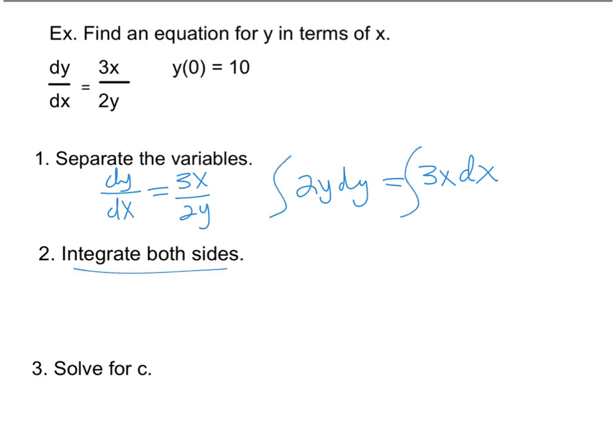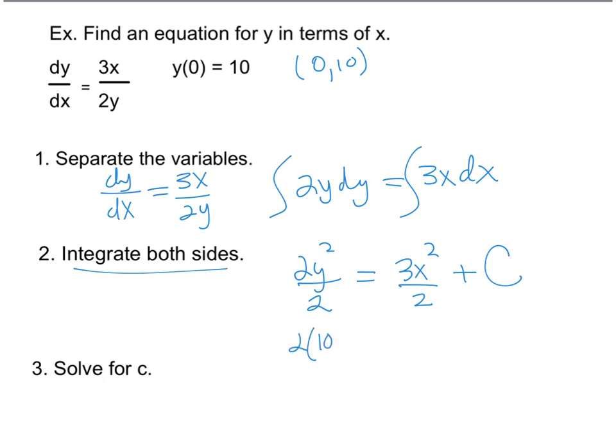So this is going to be 2y squared over 2 equals 3x squared over 2 plus c. Now I have an initial condition, y of 0 is 10. So everywhere there's a y, I'm going to put a 10, and everywhere there's an x, I'm going to put a 0. I'm going to end up with 100 equals c. So y squared equals 3 halves x squared plus 100.